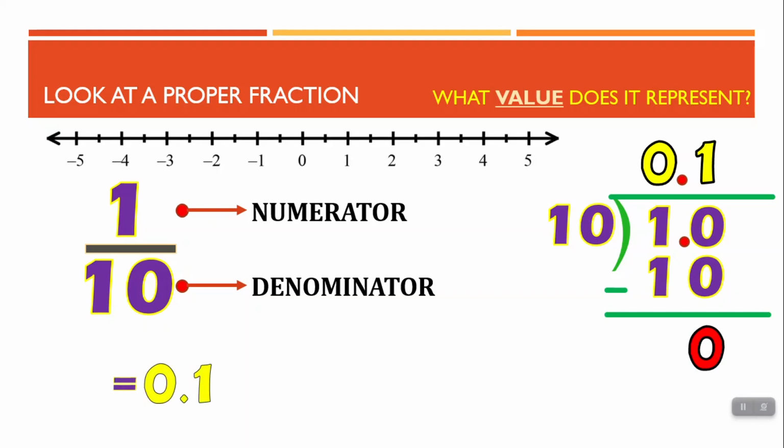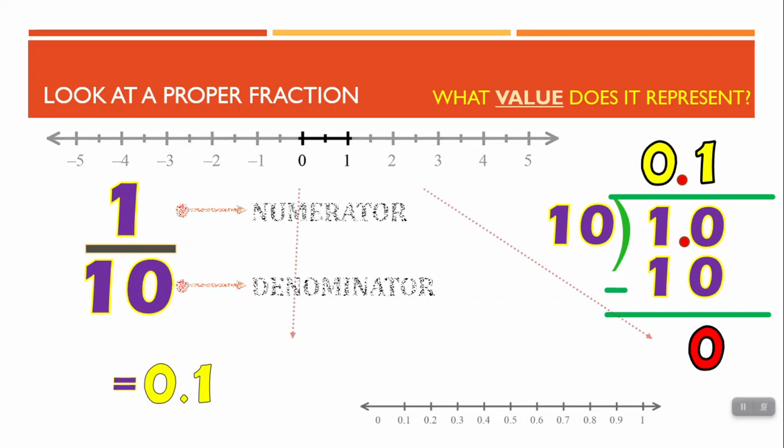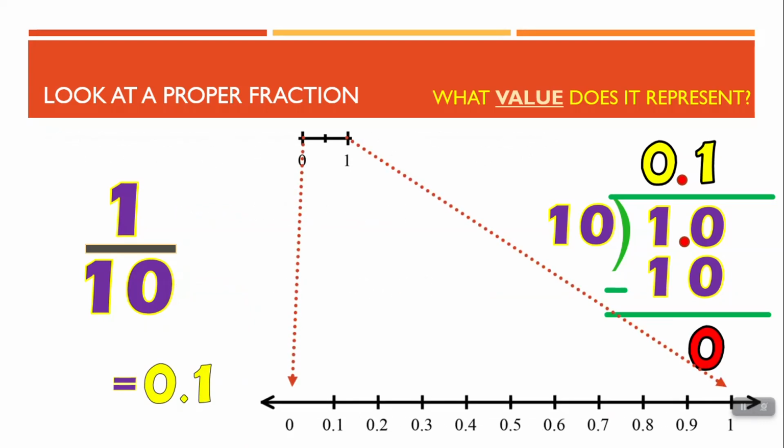Again, where does that appear on the number line? 0.1 falls between 0 and 1, and more towards the 0. 1 over 10 falls right there on the number line.